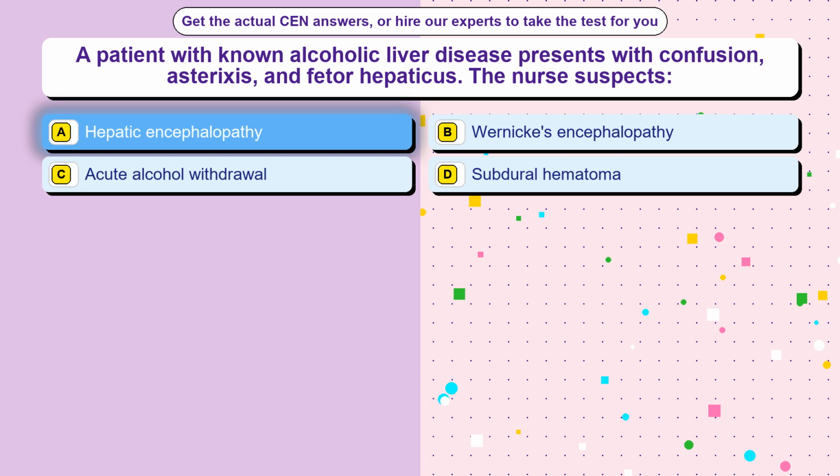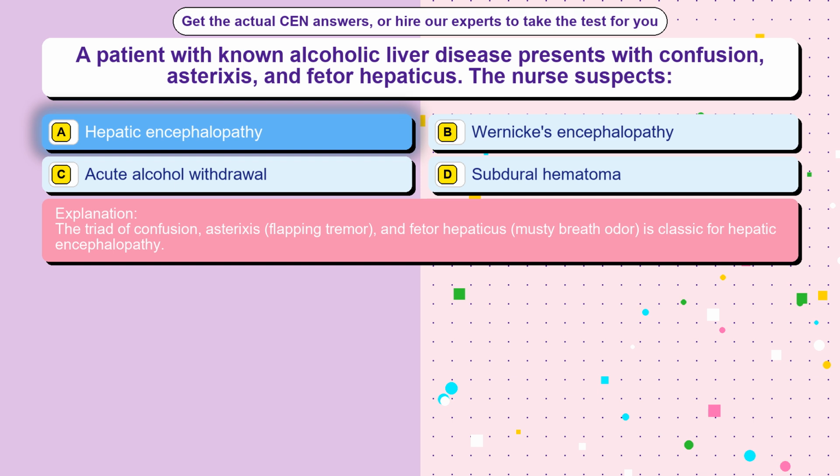The correct answer is option A, hepatic encephalopathy. The triad of confusion, asterixis, flapping tremor, and fetor hepaticus, musty breath odor, is classic for hepatic encephalopathy.